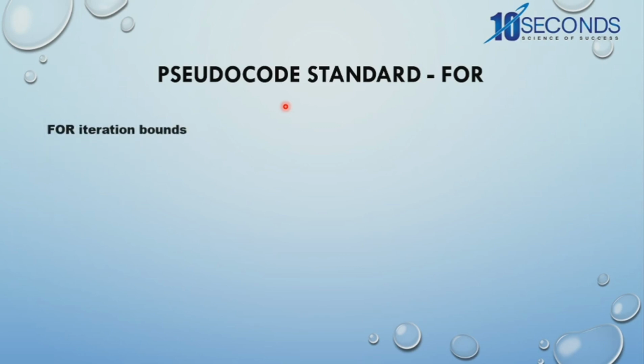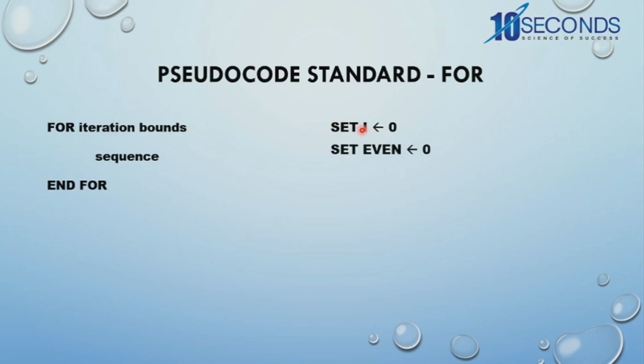And for loop. So for iteration bounds, and set of statements here, and end for. Here we see set i to 0. Don't confuse this as 1, actually it is i. Set i to 0, set even to 0, and for i less than or equal to 100. Already we have initialized here. Otherwise you can initialize here also, for i to 0 and i less than or equal to 100, and you can even give add 1 to i at the end.